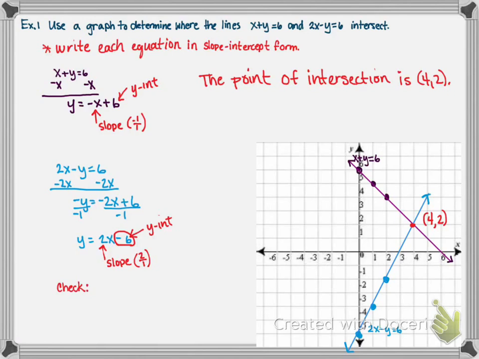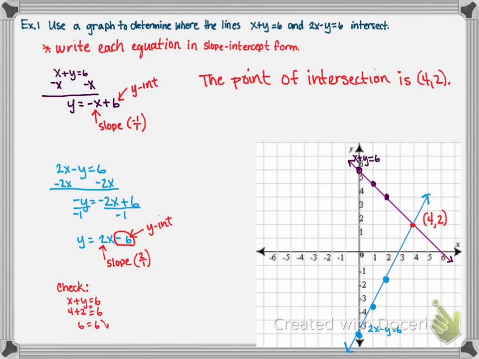We can check this answer by checking this point in both equations. So I would substitute 4 in for x and 2 in for y. For example, with the first equation, x plus y equals 6, substituting in the 4 and the 2, does 4 plus 2 equal 6? Yes, it does, so it checks out.